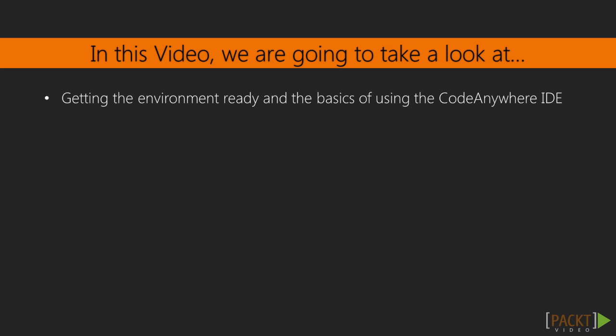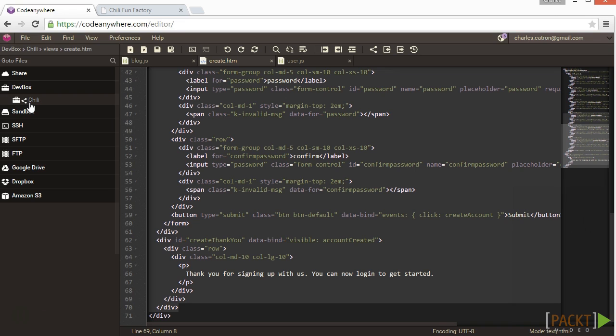In this video, we will be getting the environment ready, and we'll start with the basics of using the CodeAnywhere IDE. Start off by downloading the code from Packt. Now we need to right-click on devbox and then select New DevBox. Choose HTML for the stack, and give your application a name.